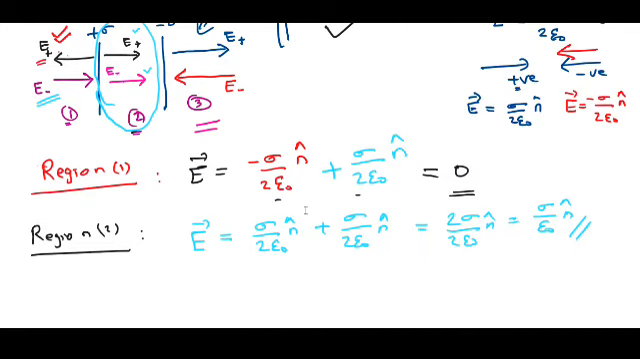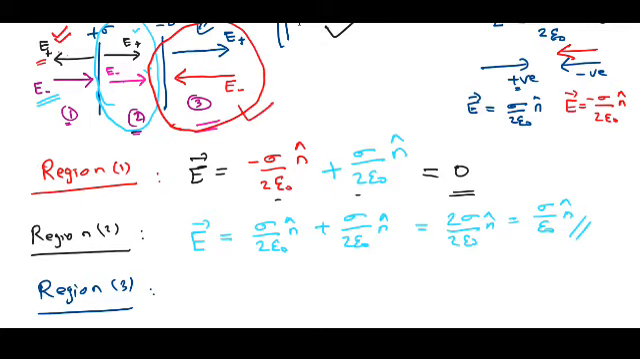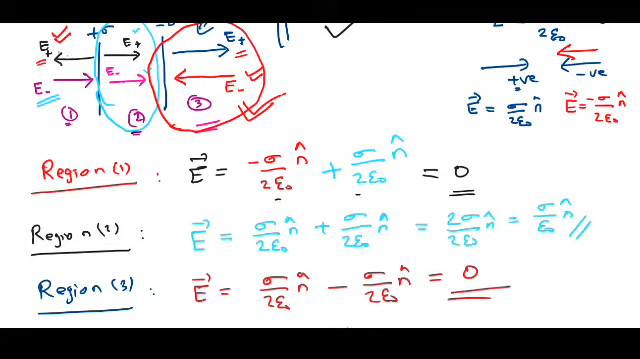Now in the third region, that is region 3, here you have to focus on this area only. In this region 3, we have the net electric field. One is along the positive direction, E plus, which can be written as sigma divided by 2 epsilon 0 n cap. The other one is along the negative x direction, therefore minus sigma divided by 2 epsilon 0 n cap. Both are equal and opposite, therefore this is 0.